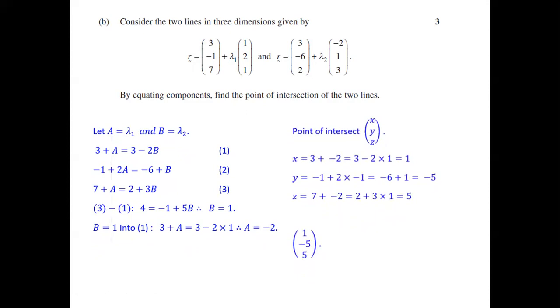After that, students must find x, y, and z, because they are asked to find the point of intersection. The other thing to mention here is that students don't have to check it, because they just have to find a point. It's not about whether they intersect or not. So for this particular question, students do not need to do the checking part of it.